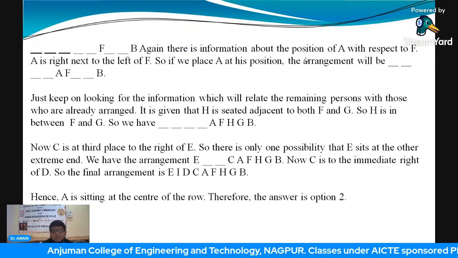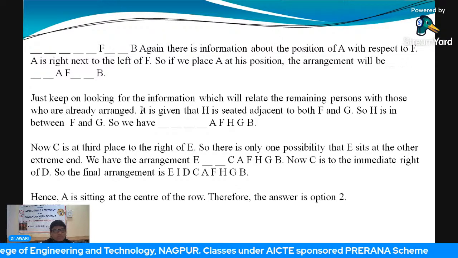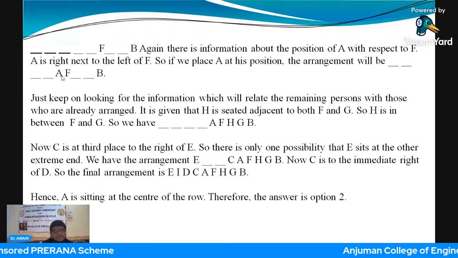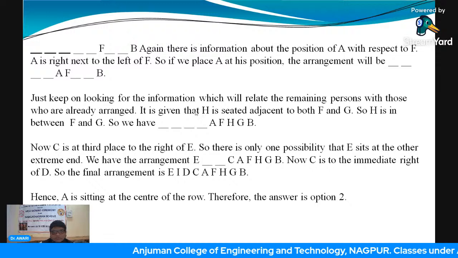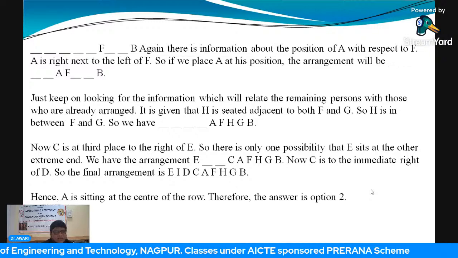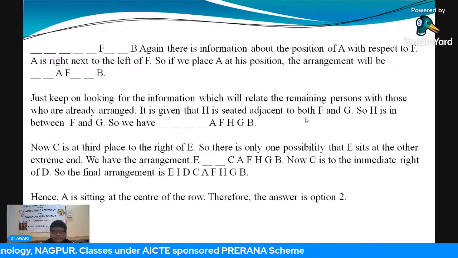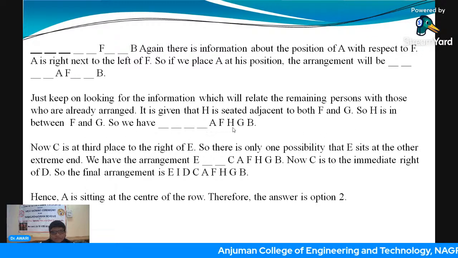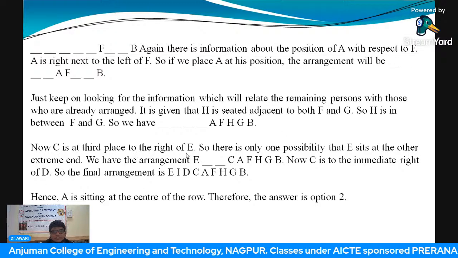Again, there is information about the position of A with respect to F. A is right next to the left of F, so if we place A at this position, the arrangement will be AF. Keep looking at the information which relates the remaining persons to those already arranged. H is seated adjacent to both F and G, so H is in between F and G. So we have A, F, H, G and B. Now C is at the third place to the right of E.